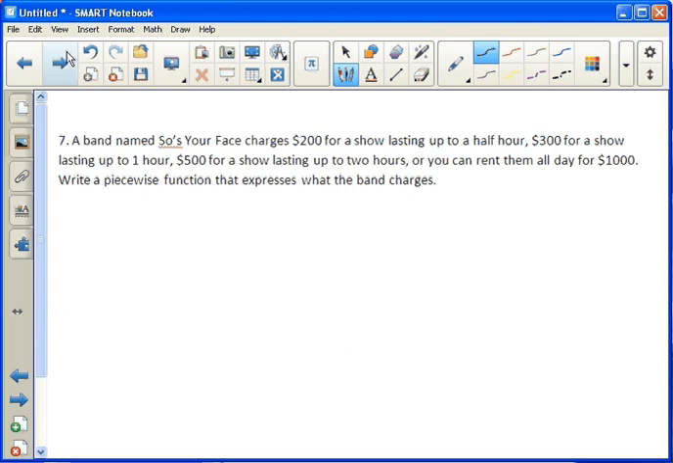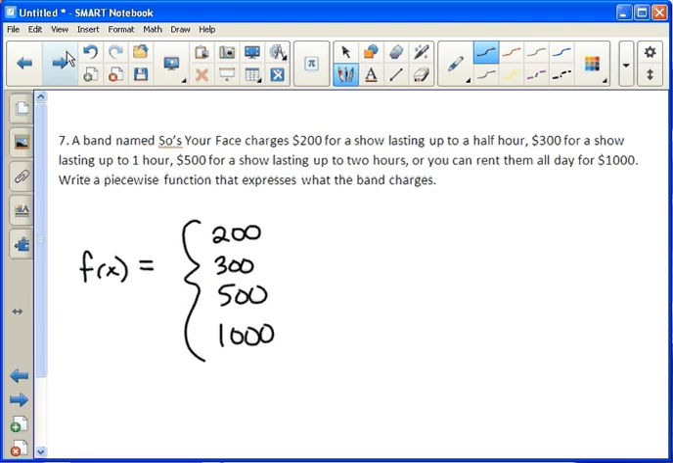Well, here, let's do it this way. List all the different charges the band has. That's either $200 or $300 or $500 or $1,000. Those are the 4 different charges that I might be charged for hiring this band. Now for the $200, the show can last up to a half hour. So I'm going to use hours. So I'm going to say anything between 0 and 1/2 costs me $200. So if my show lasts anywhere between 0 and 1/2 an hour, then it's $200.